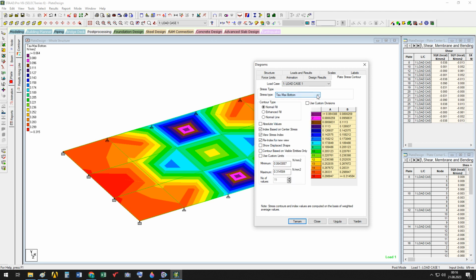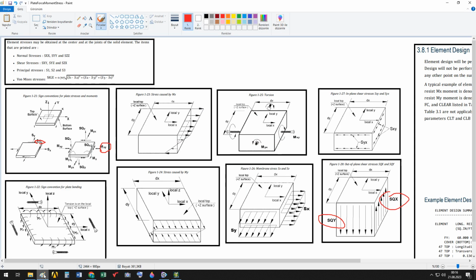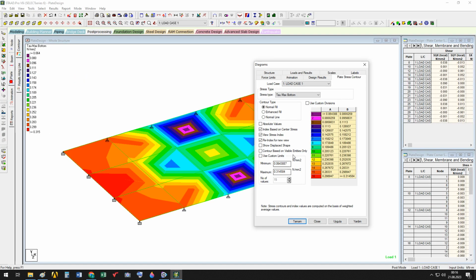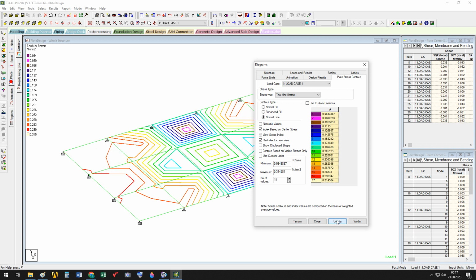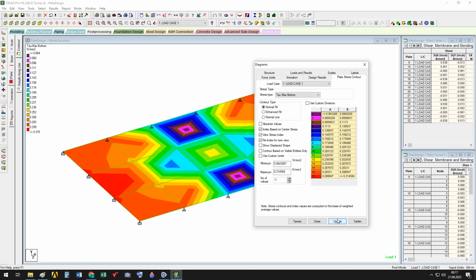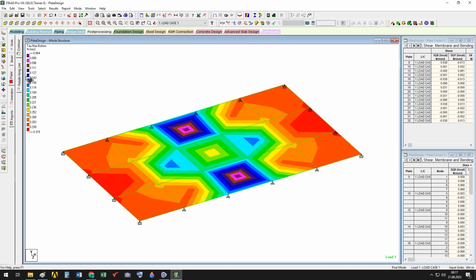That's the stress values, which has physical explanations according to those drawings, and which I found useful to explain and to check the results. Okay, we can also select this option and see the differences between. I think normal fill is the better. Okay. That's how we see plate internal forces and stresses.